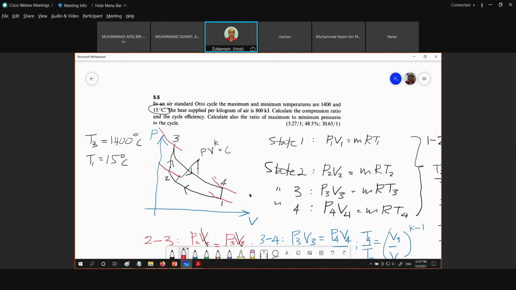Okay? And then the heat supply. Where is the heat supply? We know that the heat supply is at this process, which is 2 to 3. Therefore, we look here at Q23 for every kilogram of air. This is the heat input Q23, which is 800 kilojoules.